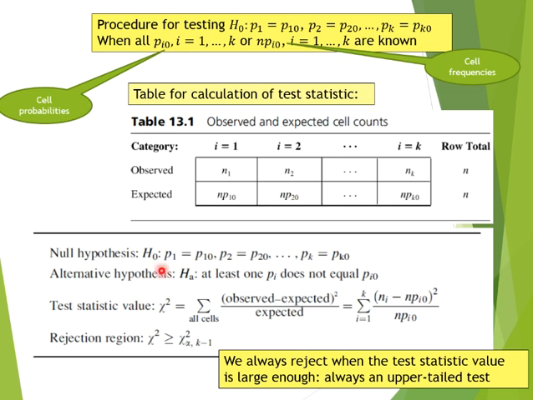The general procedure tests whether the proportions are equal to specific values, but we do the test by looking at the frequencies and not the probabilities, as we did in previous chapters. So you test whether all of them are equal to specified probabilities against the alternative that at least one of them does not equal the specified value. And you do it by comparing observed and expected frequencies.